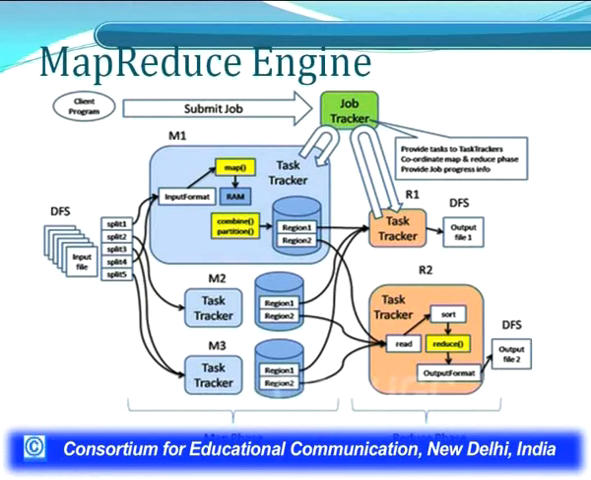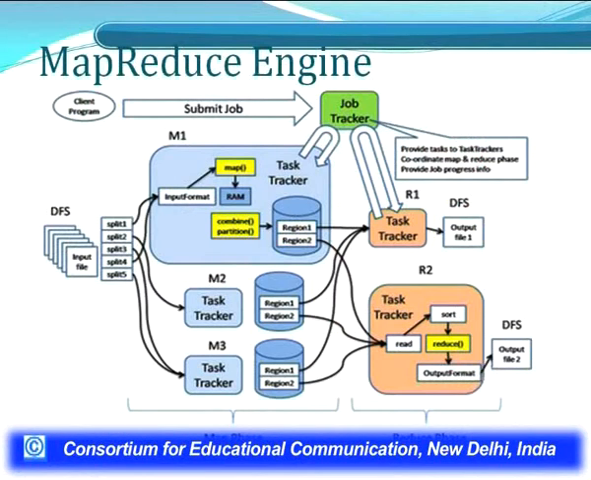So, this is a MapReduce engine, starting with your client program submitting the job. The job tracker will consist of everything, then put it in the different task trackers, and then it will divide the task, and automatically you can see the map phase and the reduce phase are going to be there. Ultimately, you will be able to get the output files. So, this is how the MapReduce engine is defined here.